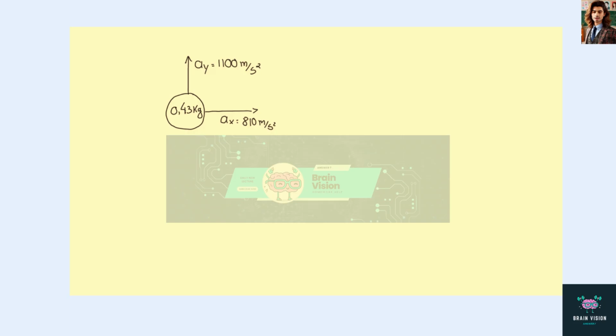To solve this question, we have to calculate the magnitude of the acceleration, so then we can use Newton's second law to determine the magnitude of the resulting force. So how can we calculate the magnitude of the acceleration? Well, we have to make a vector addition. This vector plus this vector.